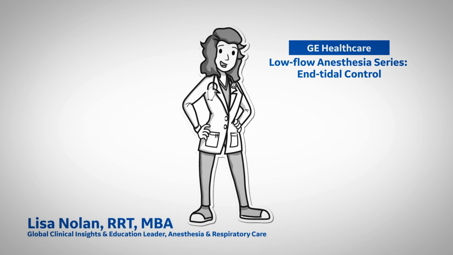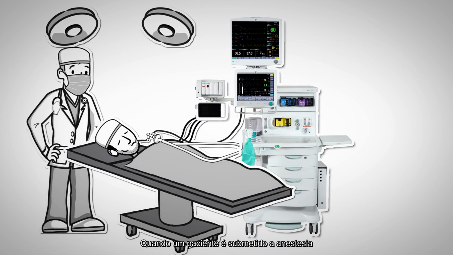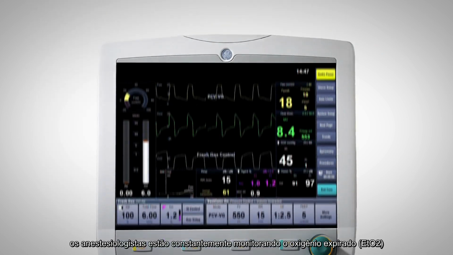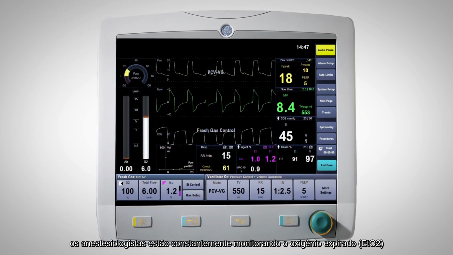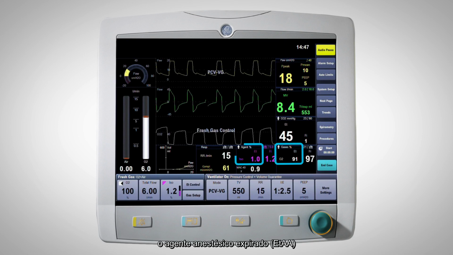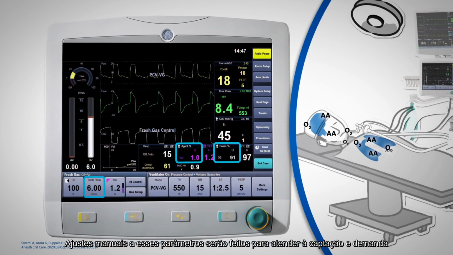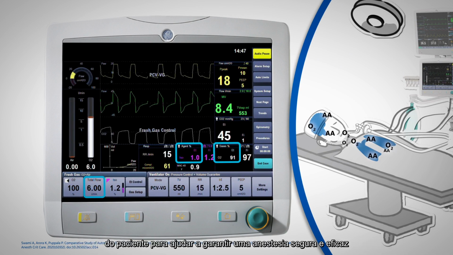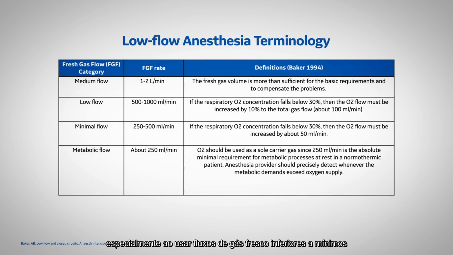I'm Lisa Nolan. When a patient undergoes anesthesia, the anesthesia provider is constantly monitoring the patient's end tidal oxygen, end tidal anesthetic agent, and flow rate. Manual adjustments to these parameters will be made to meet the patient's uptake and demand to help ensure safe and effective anesthesia, especially when using lower to minimal fresh gas flows.